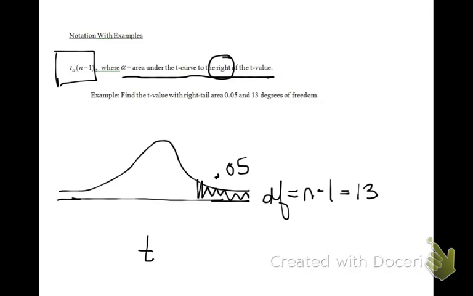Notationally, I'm finding t sub 0.05 of 13. And this number will be the number that has 5% above it and 95%, 0.95, below. Now when we looked things up on the z-table, we had to look from a number and down. But on the t-table, you're going to look from a number and up.